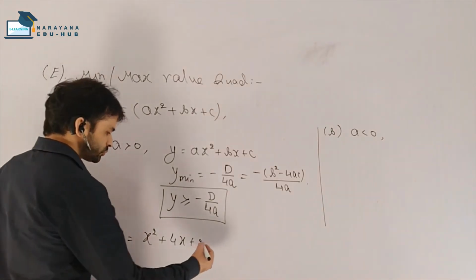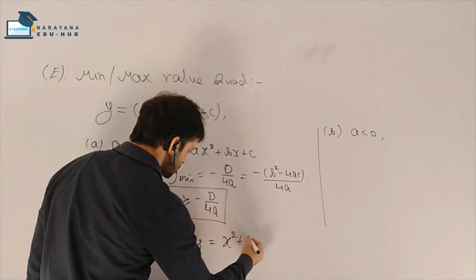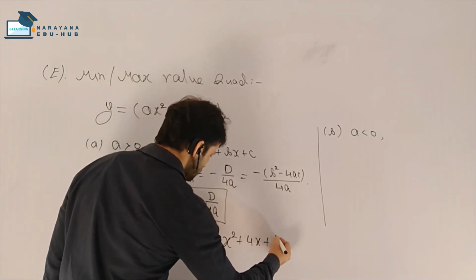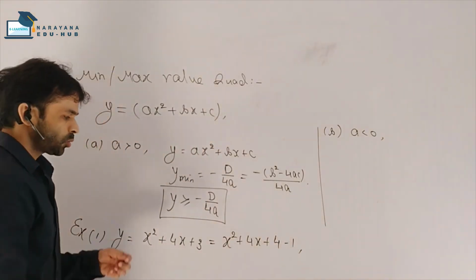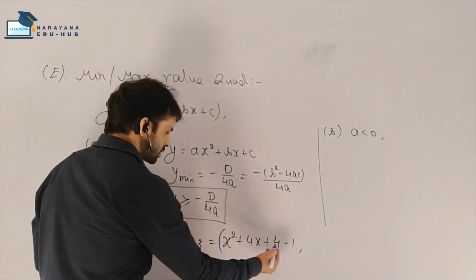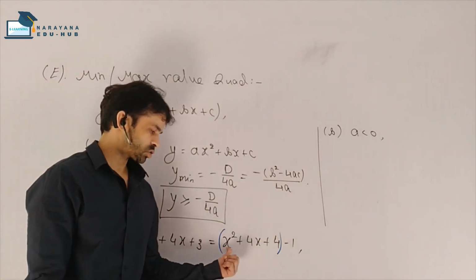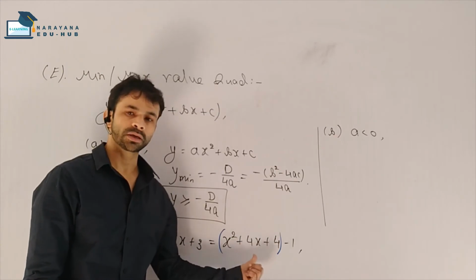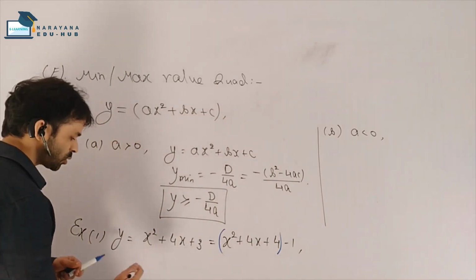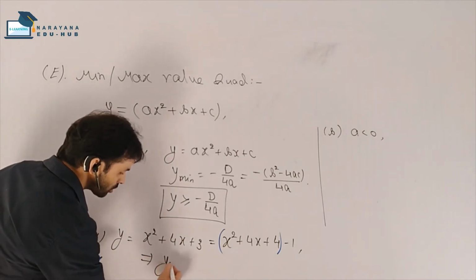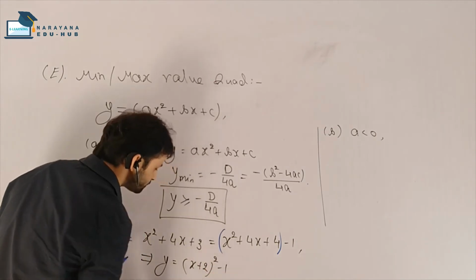What we'll do is write this as x square plus 4x plus 4 minus 1. Why have I written it like this? Because you can see this is something like a square plus b square plus 2ab. So this becomes x plus 2 whole square minus 1.